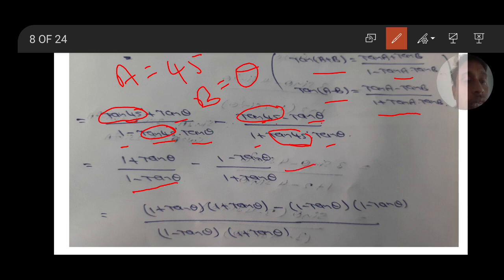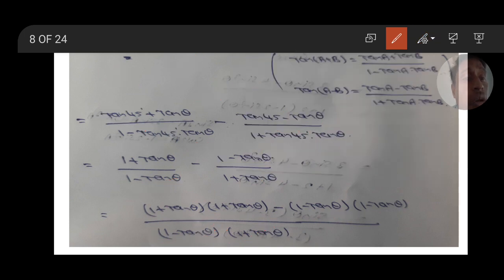And what about the LCM? The LCM of 1 minus tan theta and 1 plus tan theta. Cancelling, we get 1 plus tan theta into 1 plus tan theta, and 1 minus tan theta into 1 minus tan theta. So 1 plus tan theta into 1 plus tan theta means (1 plus tan theta) whole square, and 1 minus tan theta into 1 minus tan theta means (1 minus tan theta) whole square.